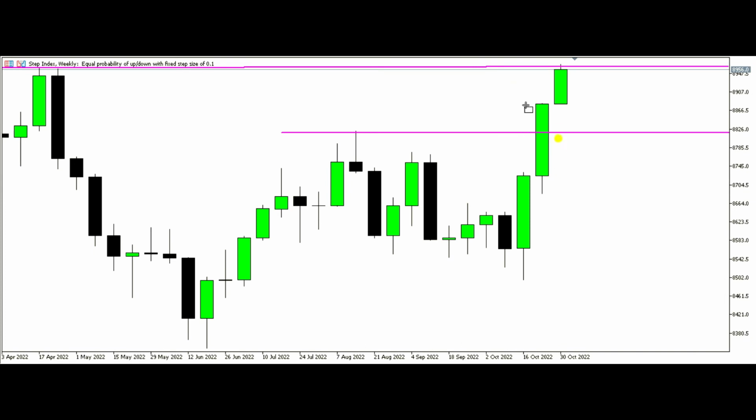Price has traded another area, price imbalance.